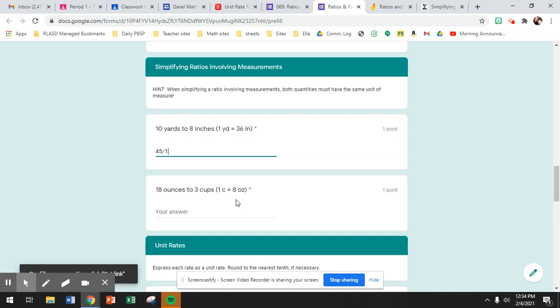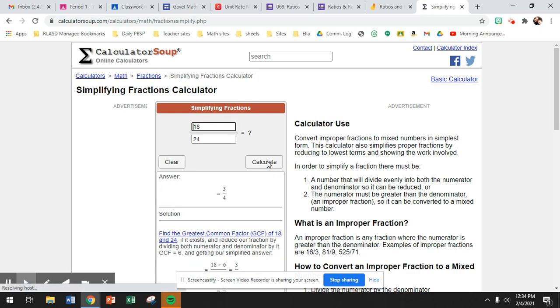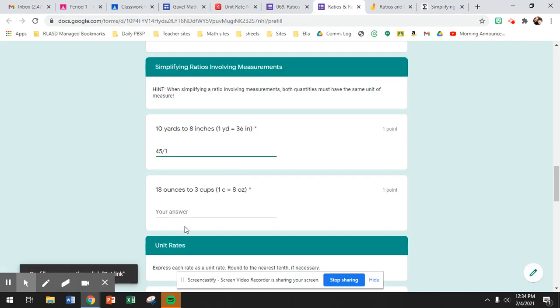18 ounces to 3 cups. Well, here's 3 cups. And 1 cup equals 8 ounces. So 3 times 8 is 24. So 18 to 24. You need to simplify that. 18 ABC 24, 3/4.